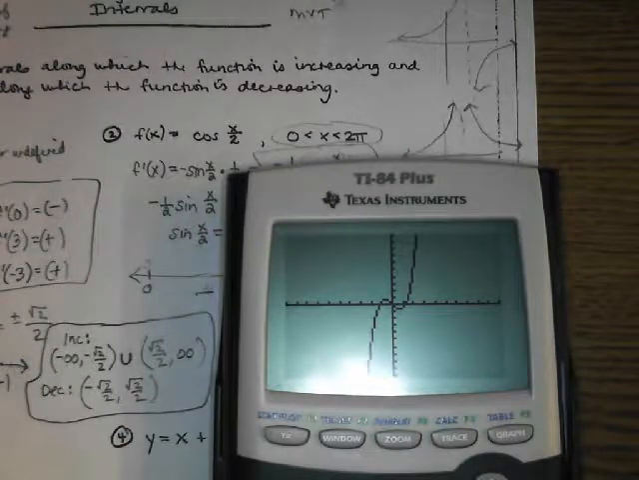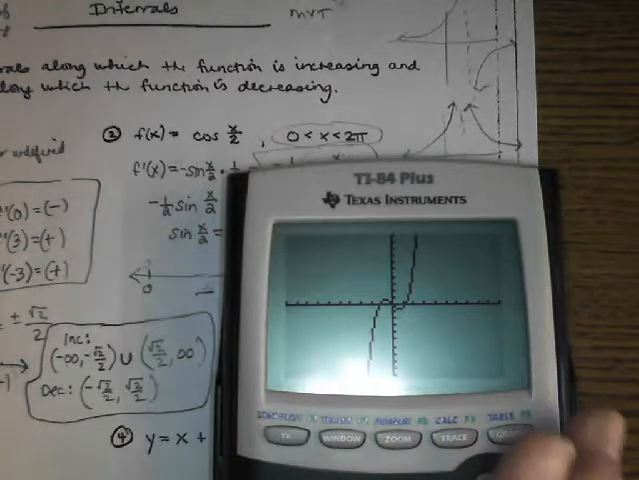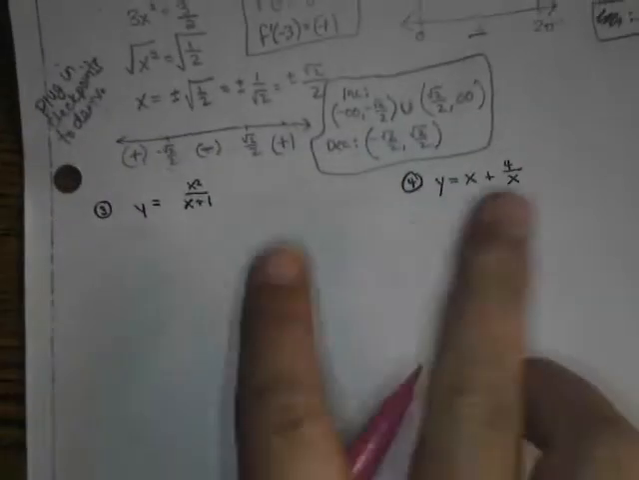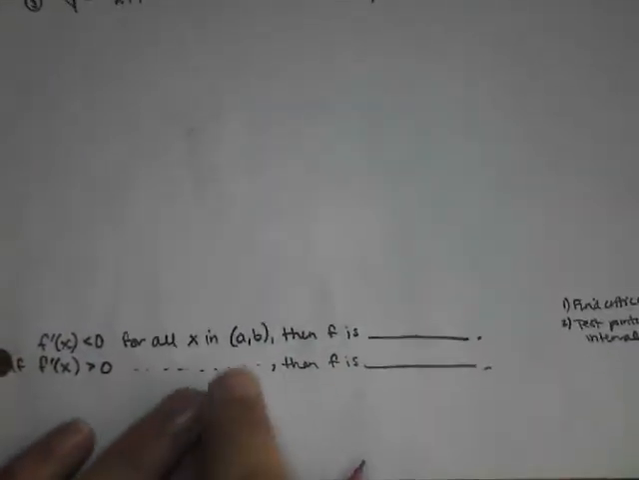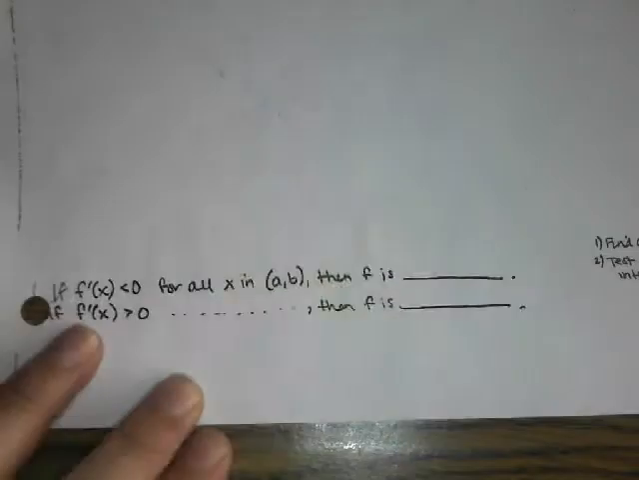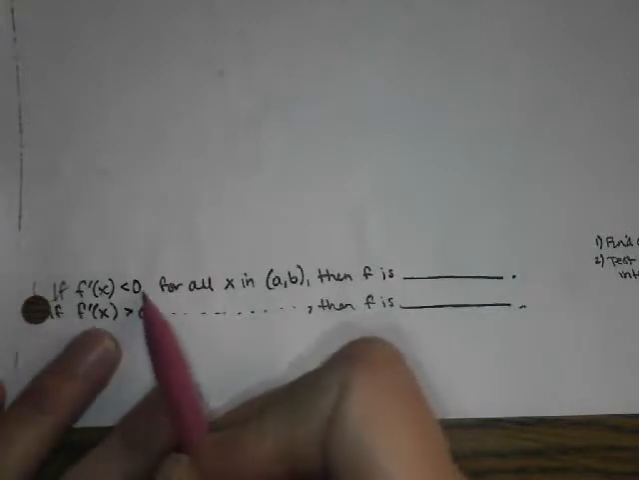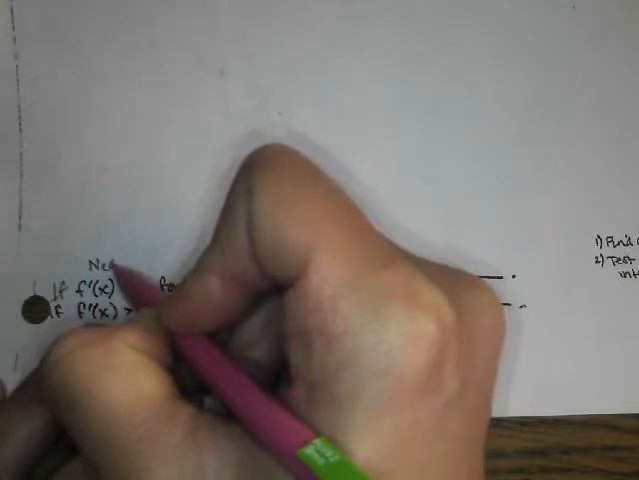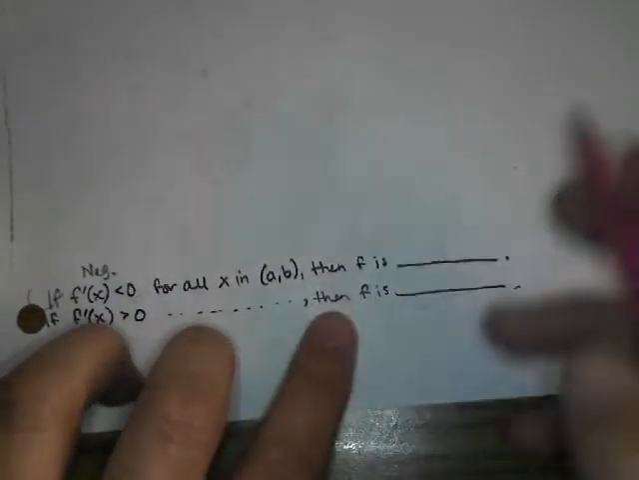How are we doing on time? All right. We're going to skip these two. We'll come back if we have time, but really briefly at the bottom. If, and my if got punched out by the hole, if the derivative is less than 0, aka negative, for all x in the interval, then f is increasing or decreasing?